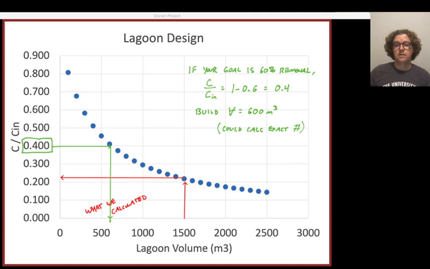So this is the sort of exercise you might go through as a designer, where you've got a goal to achieve and you're using our physics and chemistry understanding to relate that goal to the possible design.